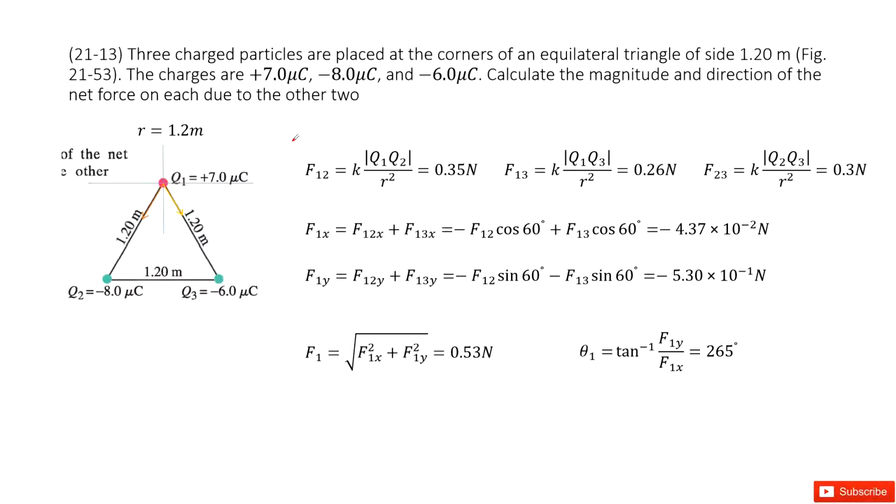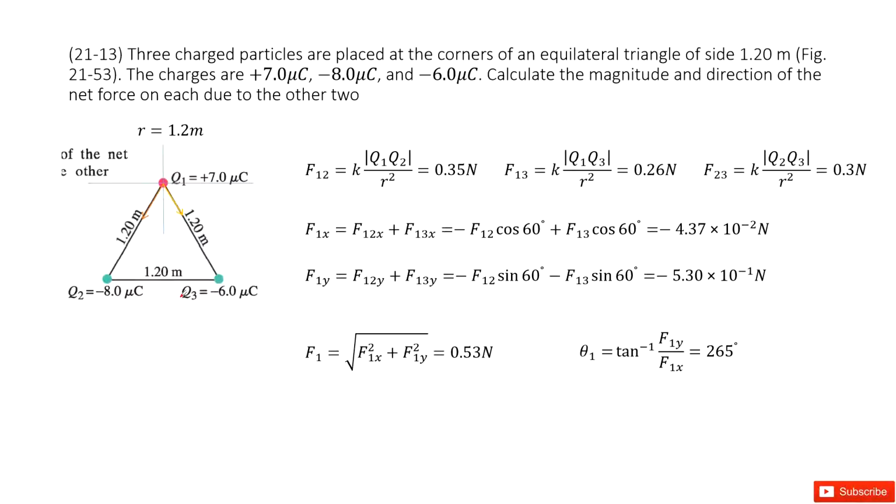Let's look at problem 13 in chapter 21. Chapter 21 is about electric charge and electric field density. You can see we have this system, right? We have three charged particles placed at the corners of this triangle, and the side length of the triangle is given as 1.2 meters. For each charged particle, the charge is given: Q1 is positive, Q2 negative, Q3 negative. Then we need to find the magnitude and direction of the net force on each particle.